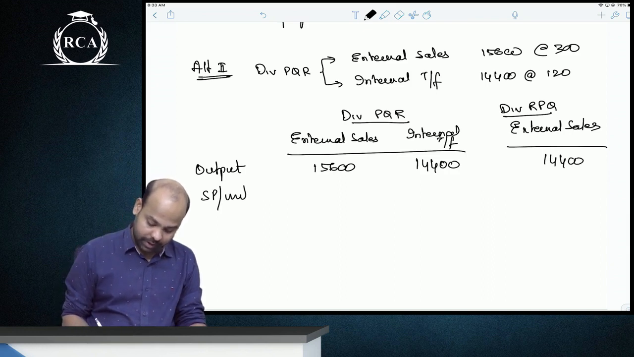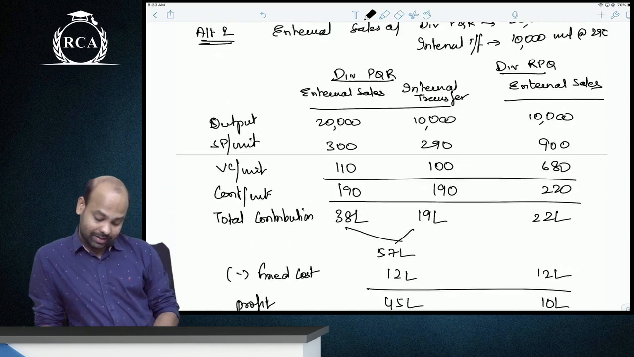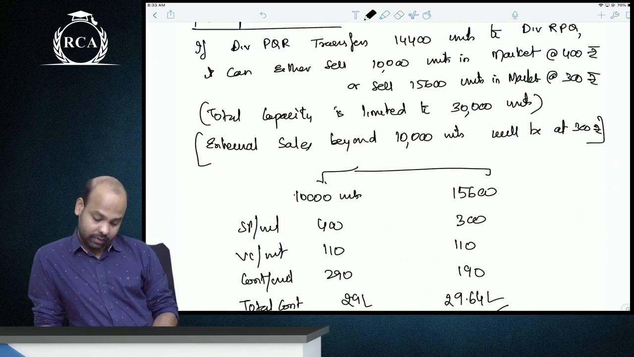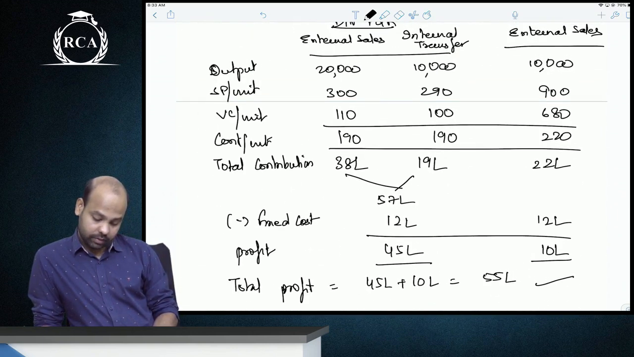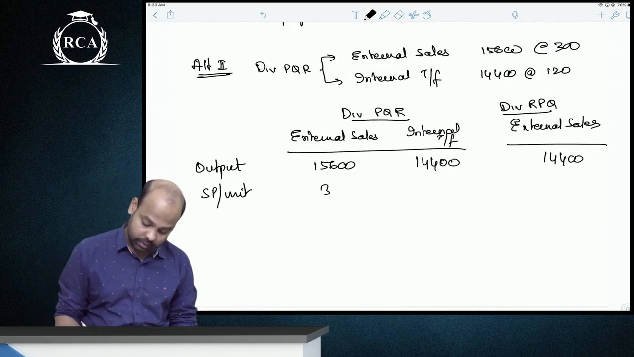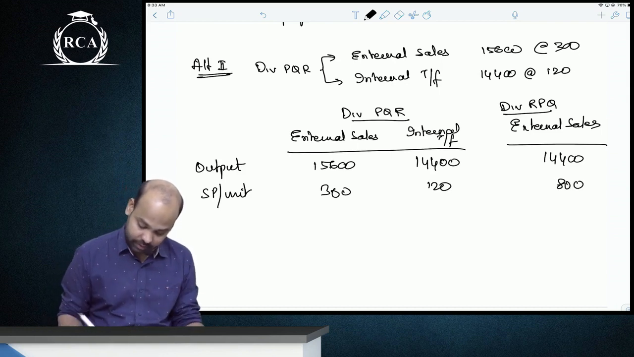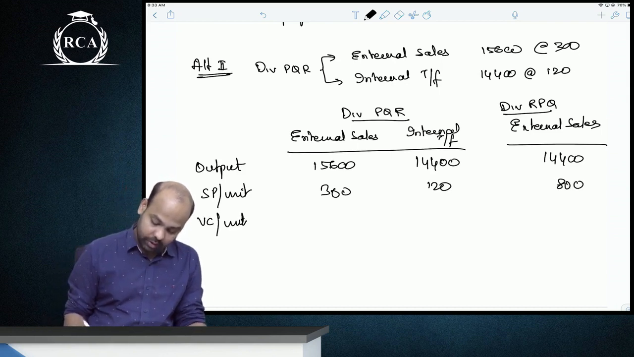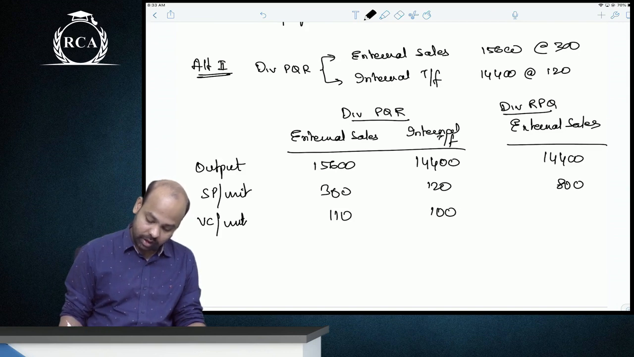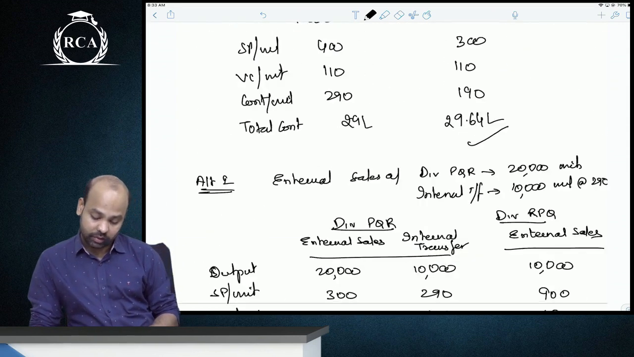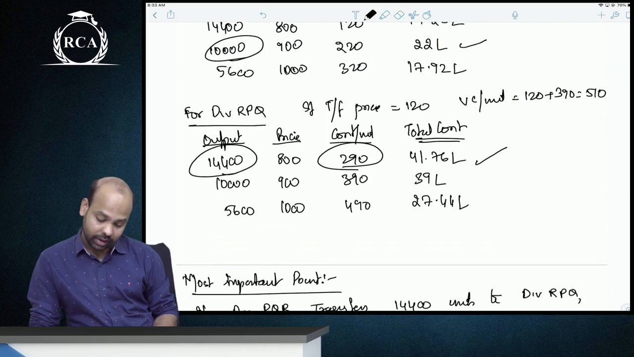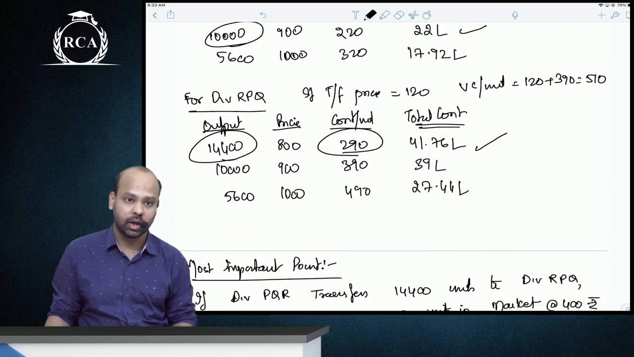Your selling price per unit, guys, for 15,600 units is 300 rupees. I'm so sorry. And here it is 120. 14,400 units, but they will be able to sell at 800 rupees. The variable cost per unit of external sales is 110, internal transfers 100 beta. Here, guys, because you're transferring at only 120, their variable cost per unit is 510. 120 plus 390.